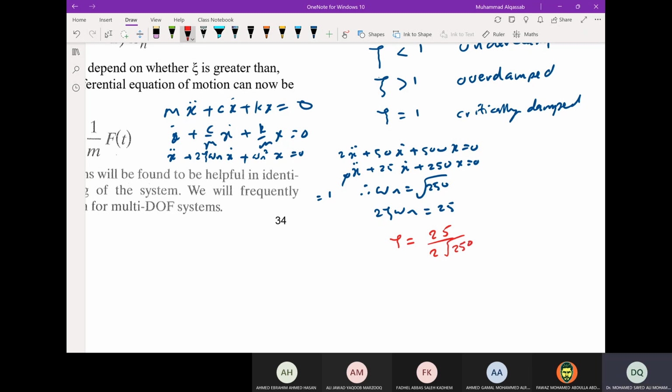Okay, and then we can determine this value. Let me check the value. So it is 25 divided by the square root of 250, which is 1.58, which is greater than 1, and this is an overdamped system.